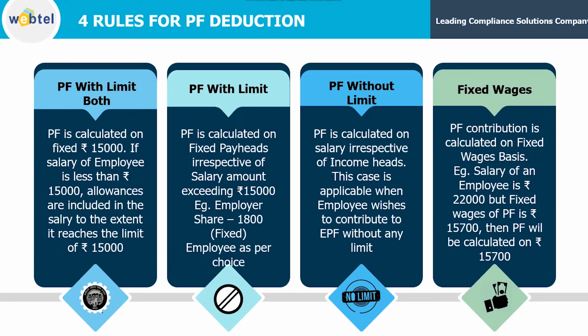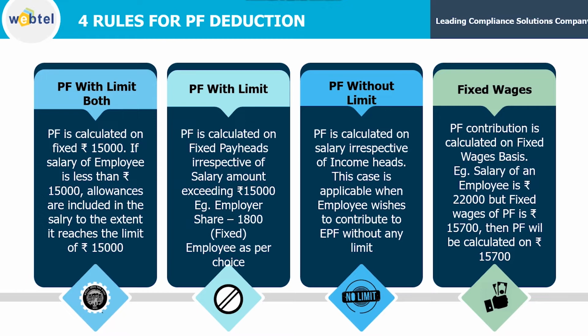Now, let me show you the different methods of deducting PF followed by different organizations or entities. First method is PF calculation with limit both. Under this method, PF is calculated on a maximum of fixed 15,000 rupees, even in case the employee is earning more. The EPF contribution is limited to 12% of the 15,000 for employee and employer both.